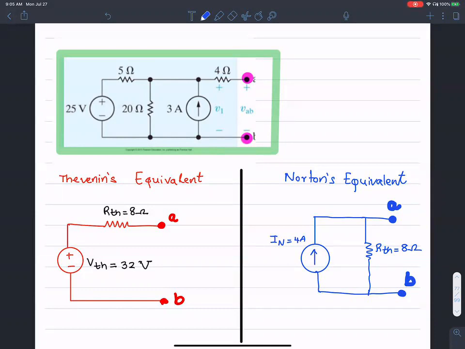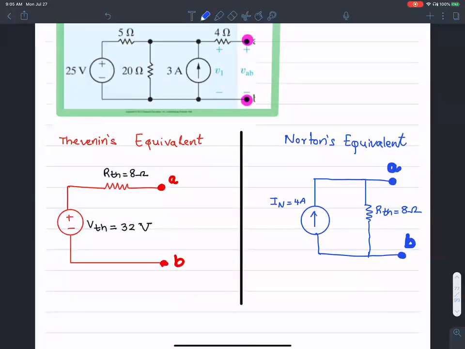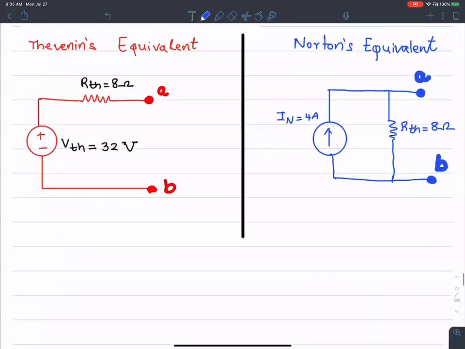Good. Now, take a look at the two circuits, Thevenin's equivalent and Norton's equivalent, and see if you notice something interesting about them when you look at the two in comparison. They're source transformations of each other. Thank you. That's a very astute observation.